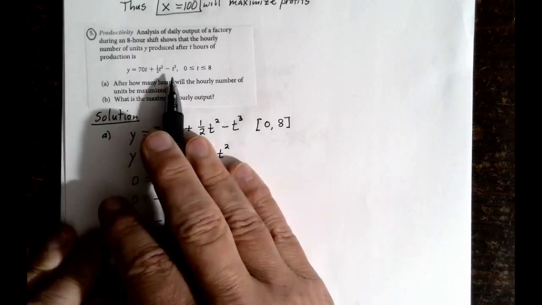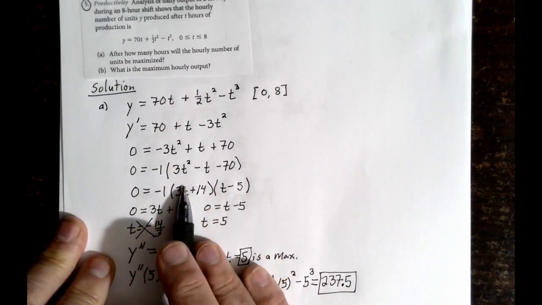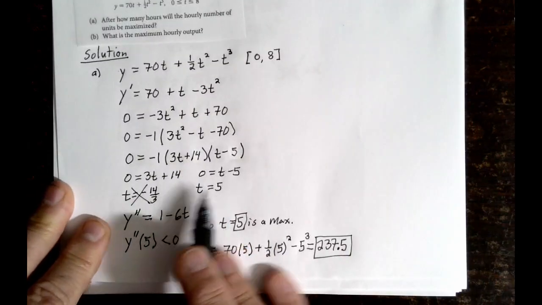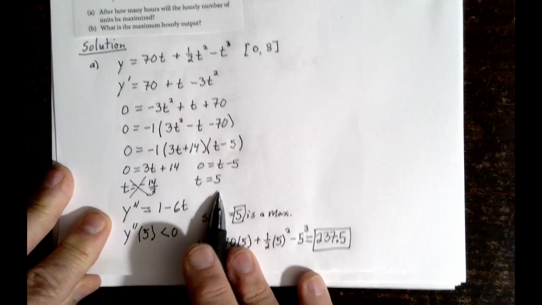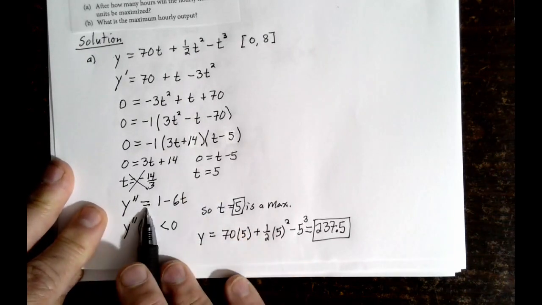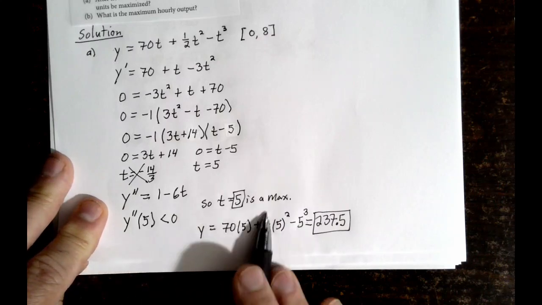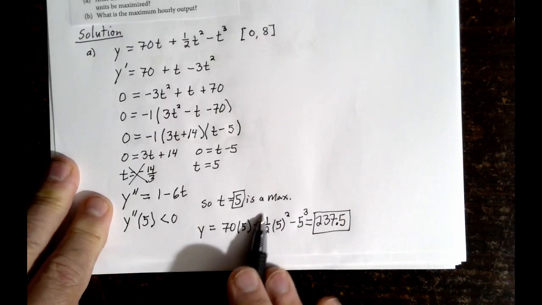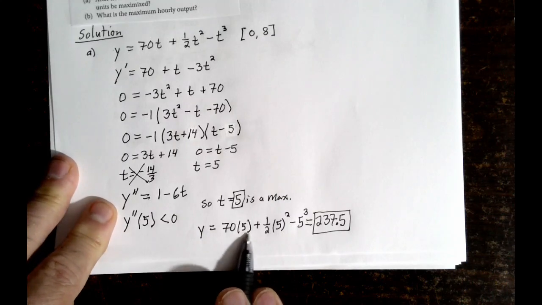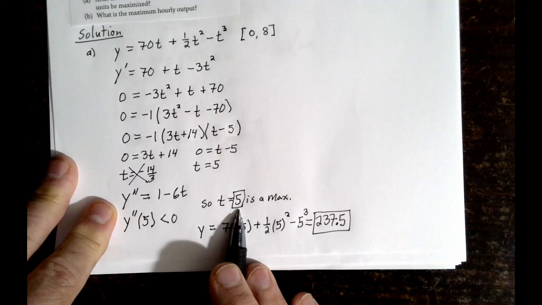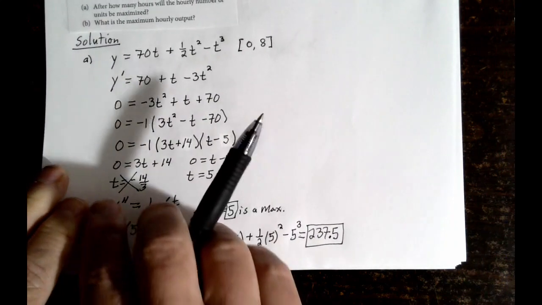So you take the derivative of this guy, and you get this. Set it equal to 0, factor. Set each factor equal to 0, and you get a negative time, doesn't make sense. Positive time, this is possibly a good answer. Take the second derivative and plug 5 into it, and it's negative, so that lets you know that it is a maximum. Now what is that output? Well, you plug the number you found into the original function, and you get 237.5.